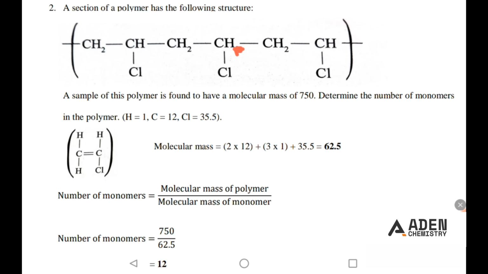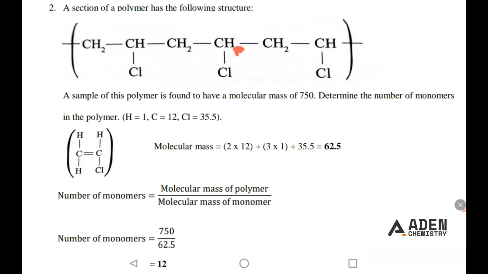We are told a section of a polymer has the following structure. We are told a sample of this polymer is found to have a molecular mass of 750, and we're asked to determine the number of monomers in the polymer. Then in brackets, we are given the relative atomic mass of hydrogen, which is 1, of carbon, which is 12, and of chlorine, which is 35.5. Then let's identify the repeating unit. That is, let's identify the monomer.